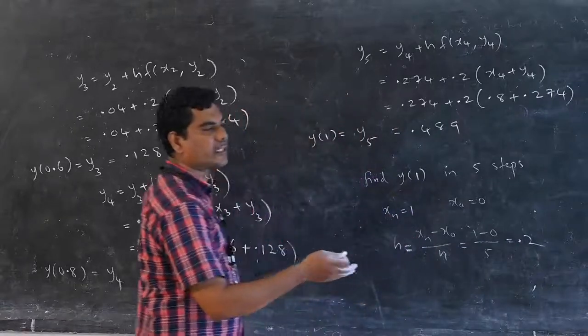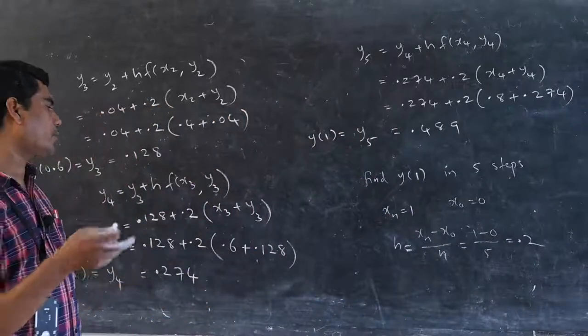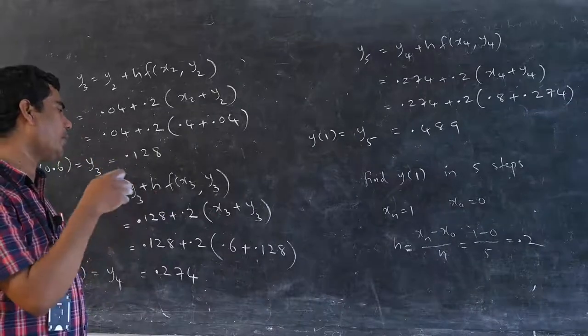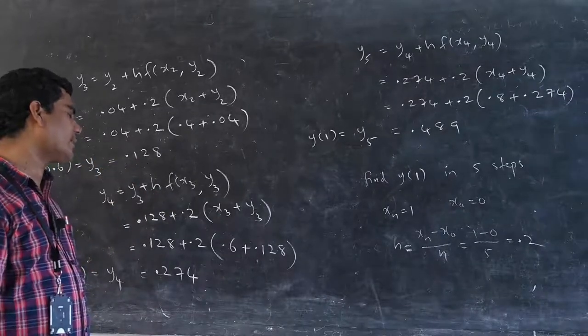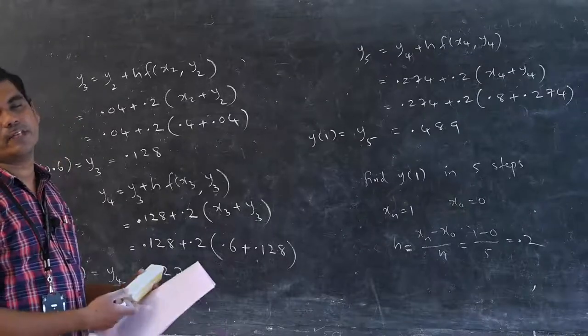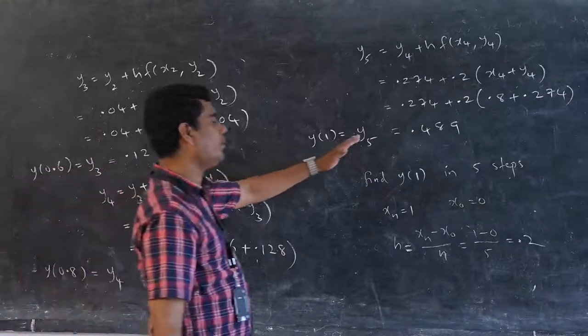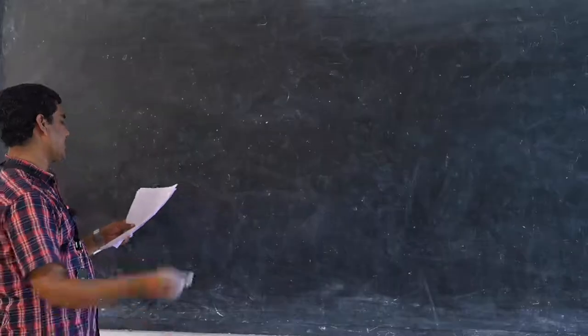Then x1 is x0 plus 0.2, x2 is x1 plus 0.2, which is 0.4. So x1 is 0.2, x2 is 0.4, x3 is 0.6, x4 is 0.8, and x5 is equal to 1. We reach 1 in 5 steps using this h. Another example.